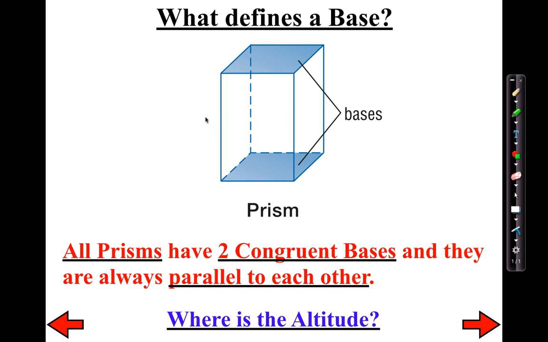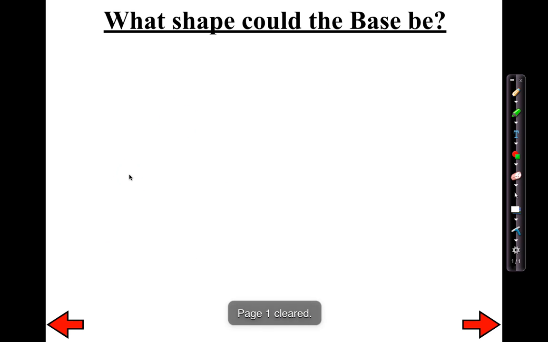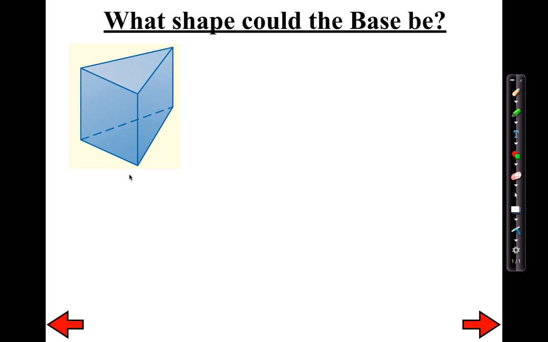So we've talked about the base, but what about the altitude? Because that's also used in the formula for the volume of a prism. The altitude basically describes how tall the shape is. So how tall the shape is would be this line here, or this line here, or this line here, or this line here. Basically, the altitude describes how tall it is. So, what shape could the base be for this? So remember, there have to be two congruent bases, and they have to be parallel.